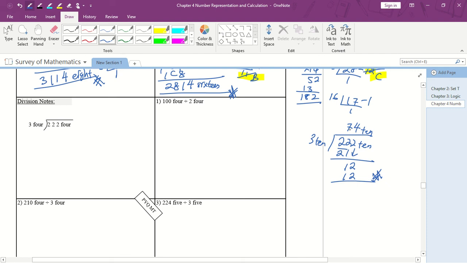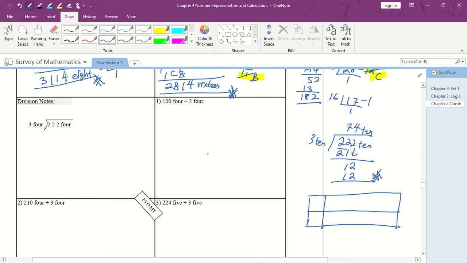However, the reason that we're able to do this is because we're familiar with the multiplication table. Because we know that 3 times 7 is equal to 21. That's why we can write 21 here. However, the multiplication that we are familiar with is in base 10. It's not in other bases. So that's the hard thing when we do division.